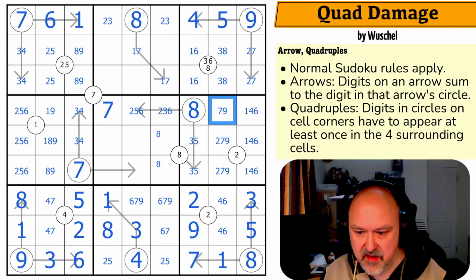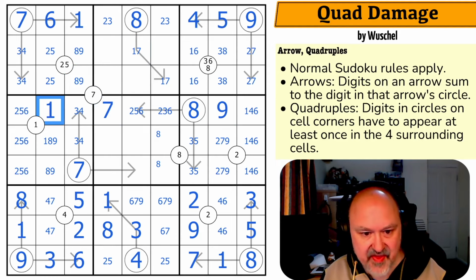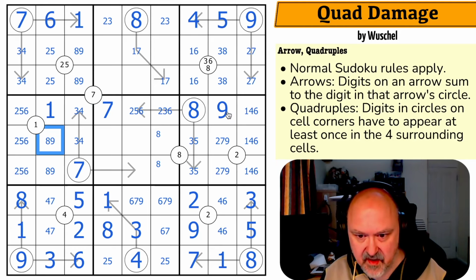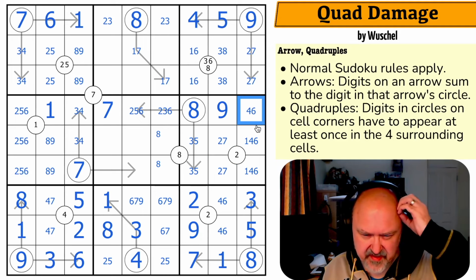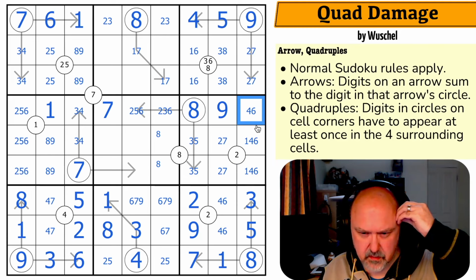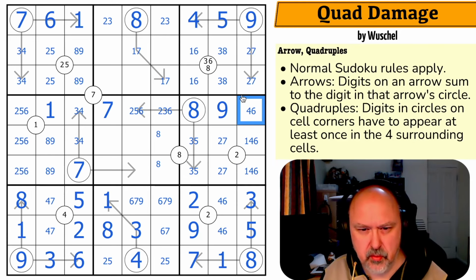That becomes a 7, making that a 9, making that a 1, taking 1 out of there. Now that 9 takes 9 out of those. The 1 takes 1 out of here. There's something going on in that row, but I'm not following it yet. This is so cool.